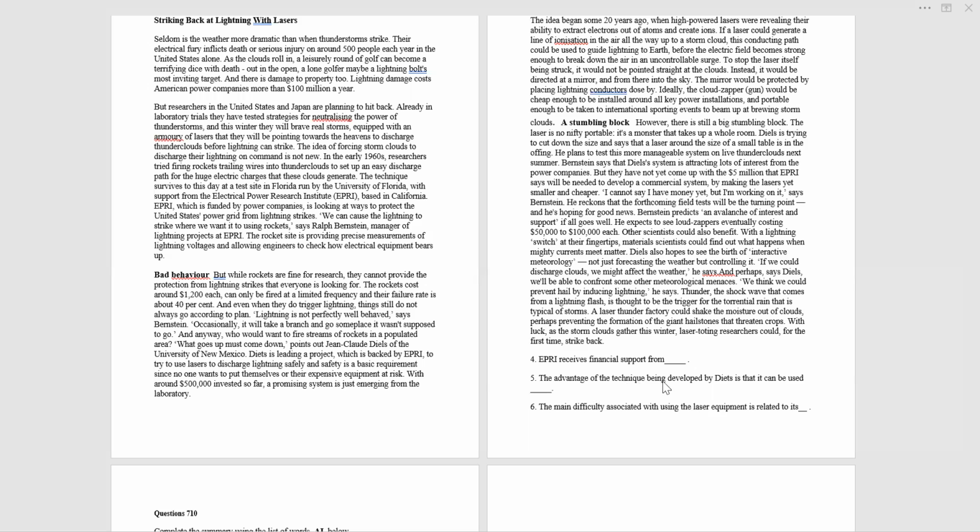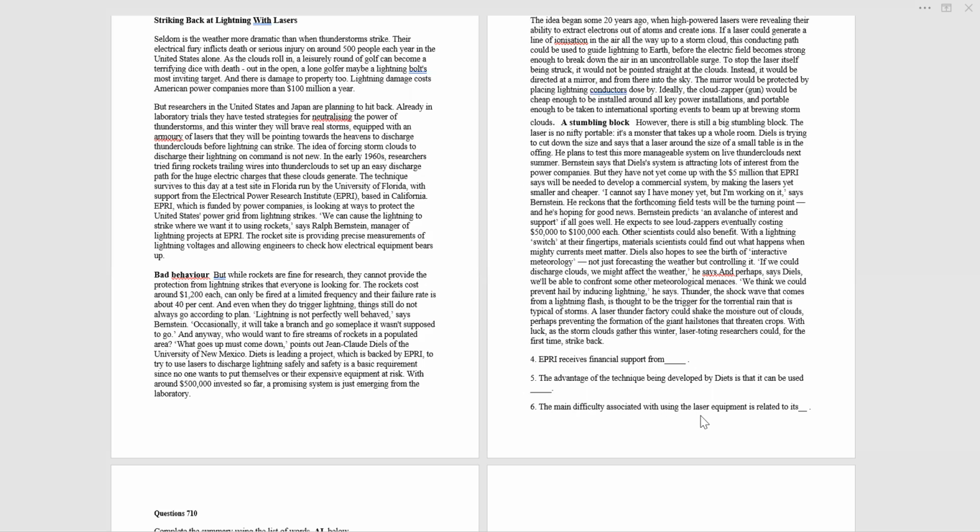Now, the advantage of the technique being developed by DIET is that it can be used dash. So DIET is leading a project backed by EPRI, trying to use laser. This is not right for fifth. So this is to discharge lightning safely. So what is the advantage? That it helps to discharge the lightning safely, that it can be used safely. That's the biggest advantage of the technique developed by DIET.